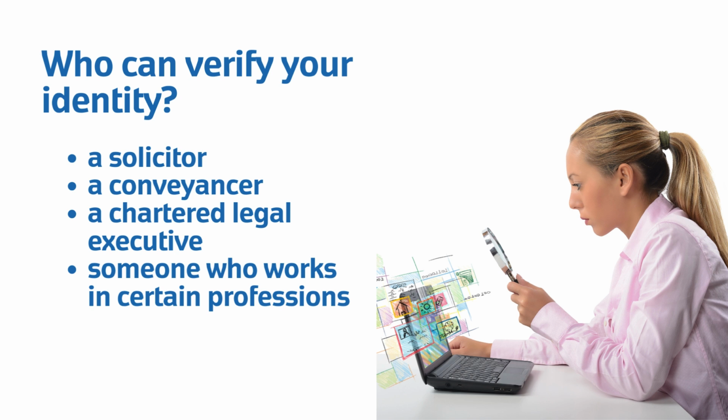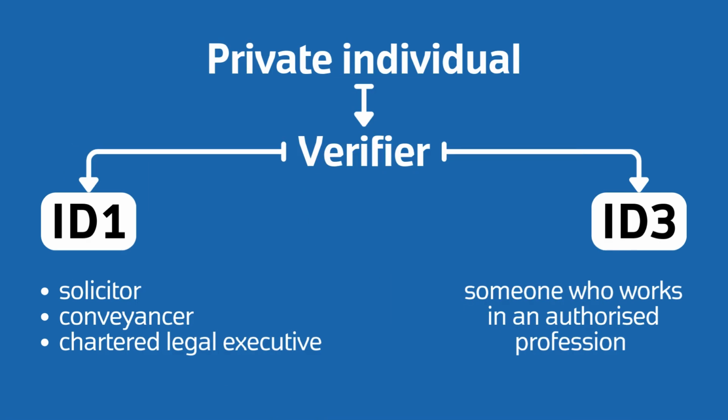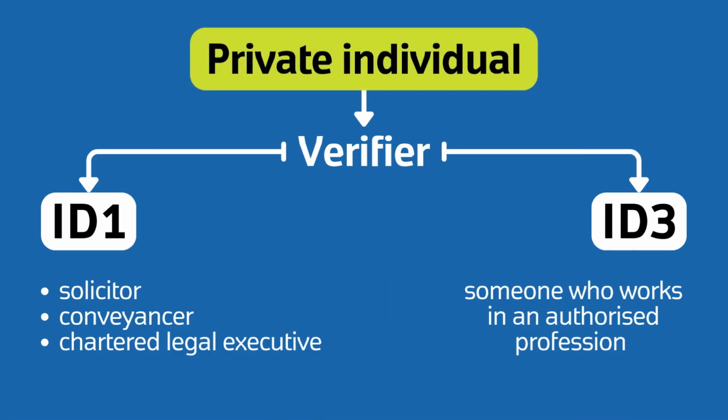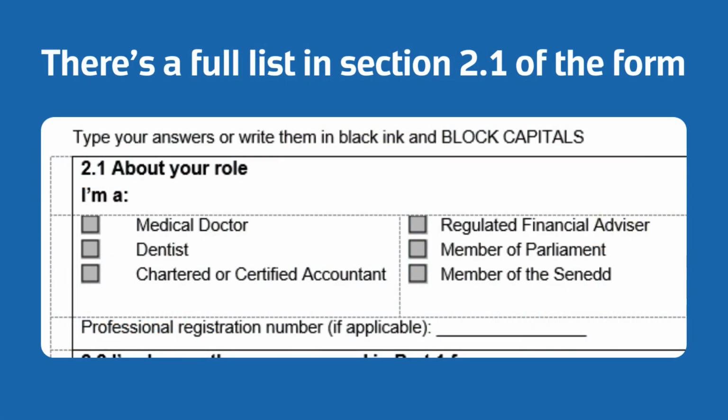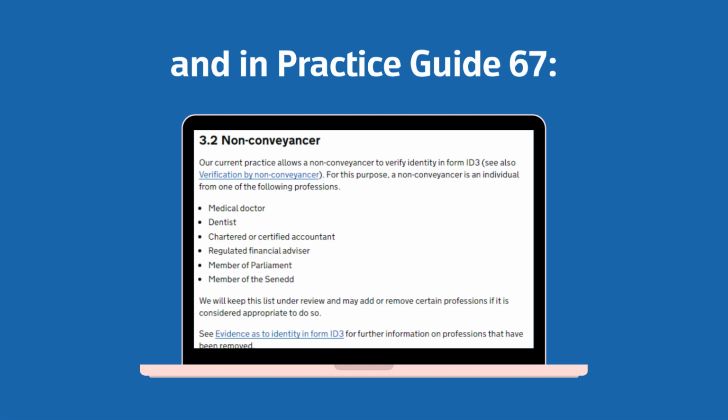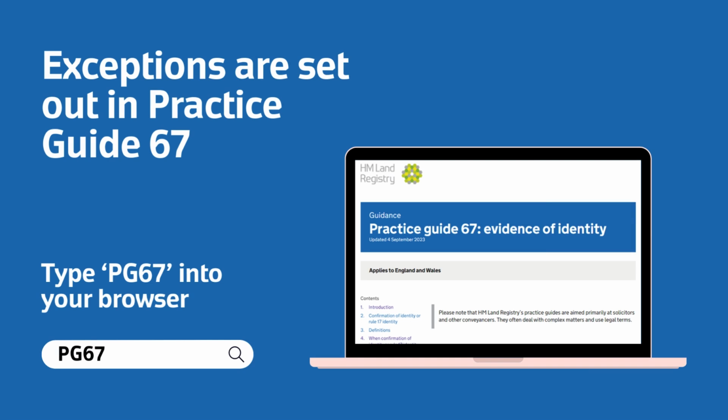You can have your identity verified by a solicitor, conveyancer, a chartered legal executive, or someone who works in certain professions. Use your Form ID3 if you are a private individual and you're asking someone to verify your identity who works in one of the authorised professions, for example, a medical doctor or dentist. A full list can be found in Section 2.1 of the form and Practice Guide 67. There are a few exceptions for whom confirmation of identity is not required, and these are set out in full in Practice Guide 67.